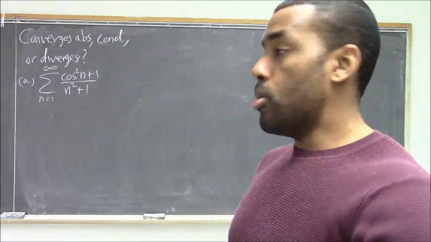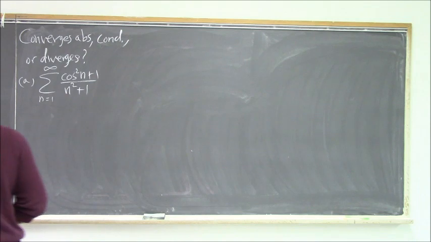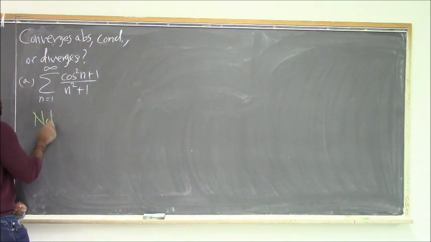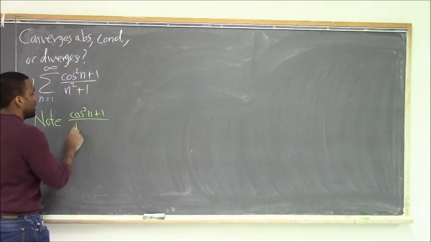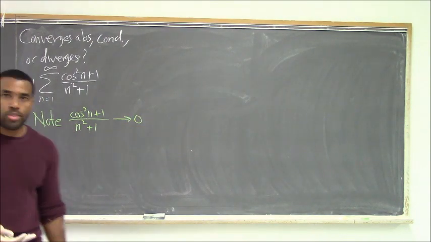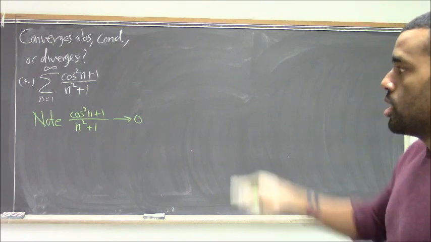Okay, hopefully you tried it. Let's actually do it. So first of all, one thing I want you to note is that cosine squared n plus 1 over n squared plus 1 actually approaches 0. So the test for divergence is actually useless here. It doesn't actually give us any information.